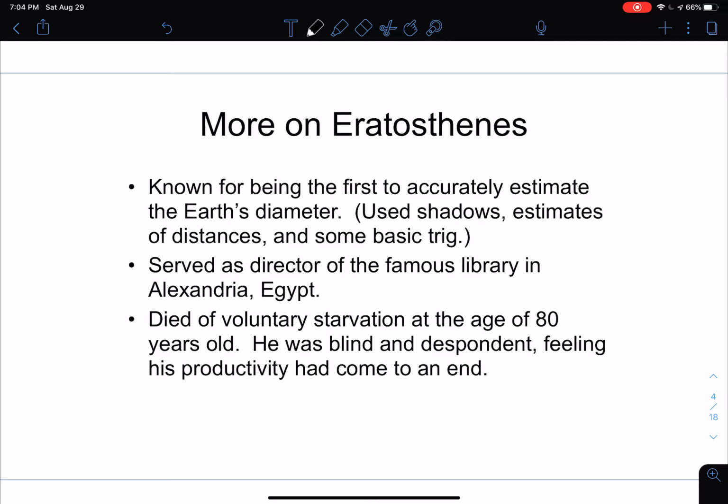Unfortunately, he lived a good long life, but when he was 80 years old, he was blind, got really depressed, felt like he couldn't do much more in his life, felt like he needed to be productive and he couldn't be productive anymore, so he voluntarily starved to death. I've heard of people doing that. I cannot begin to imagine. I love my food, so that would not be the way for me to go. But anyways, that's what he did.